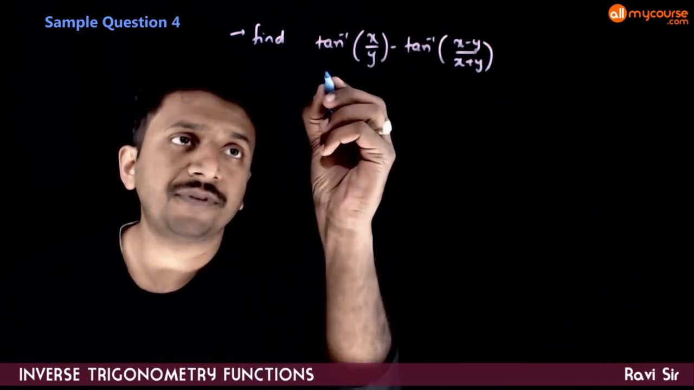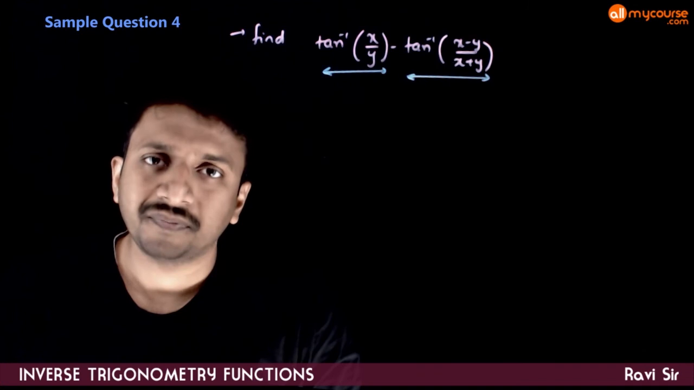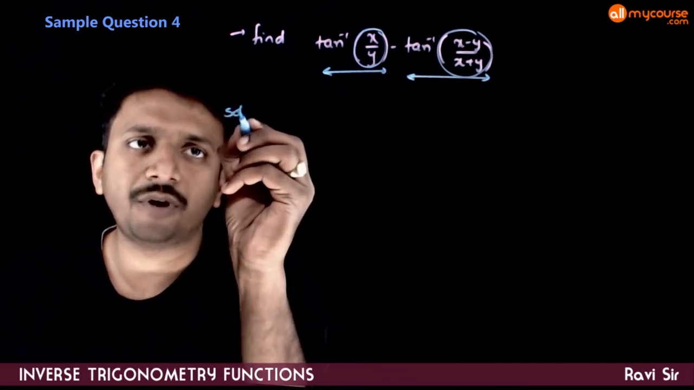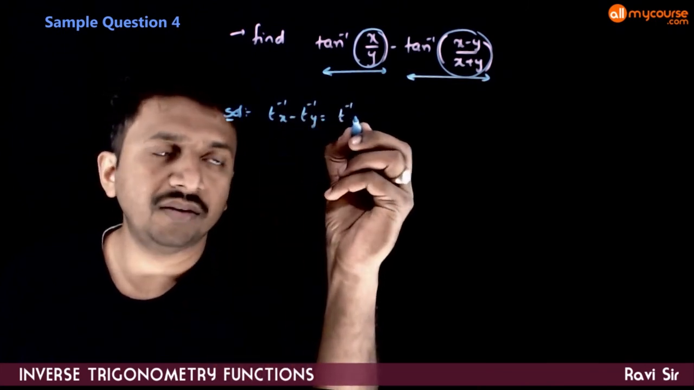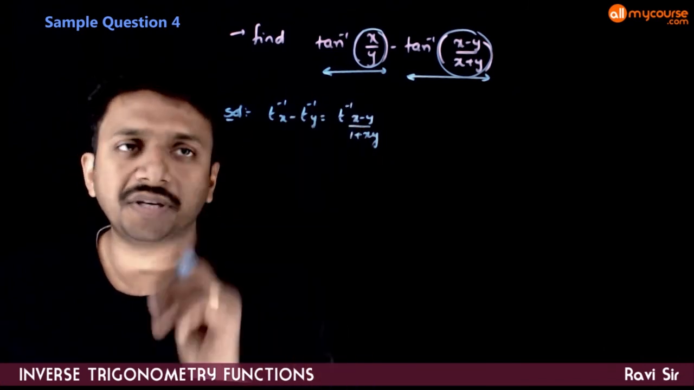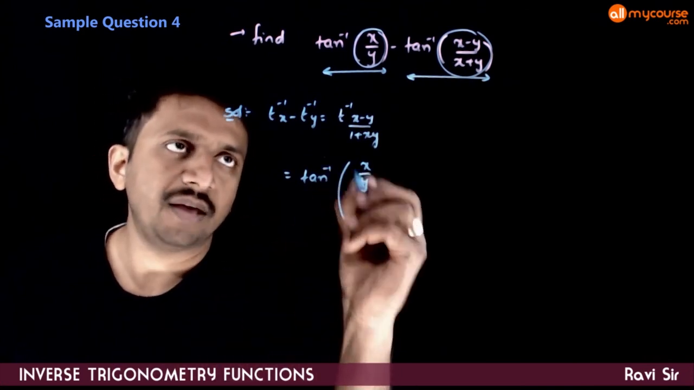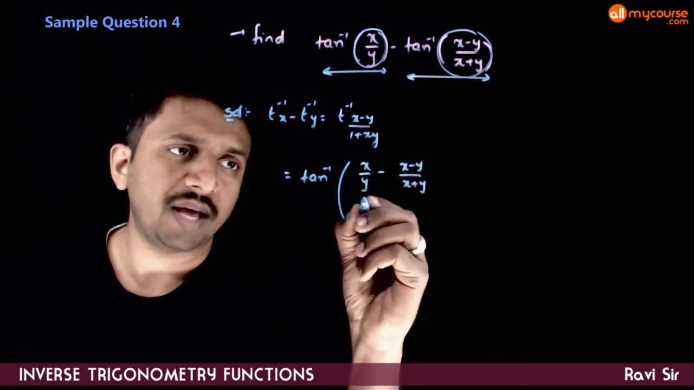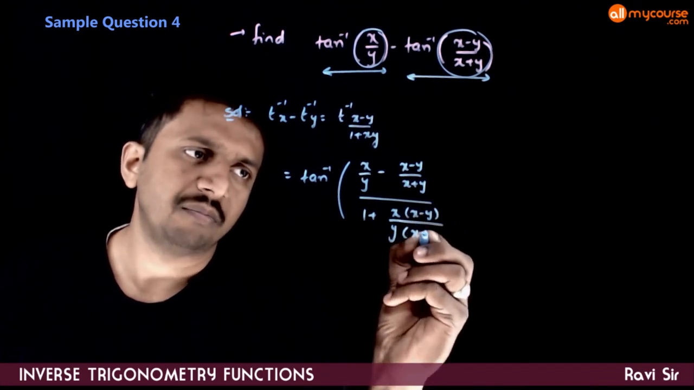In this question, we are asked to find tan inverse of x by y minus tan inverse of x minus y by x plus y. These are of the form tan inverse of something minus tan inverse of something. So I will directly use the formula: tan inverse x minus tan inverse y is equal to tan inverse of x minus y by 1 plus xy. This is the formula. So let us use it here. So this will be equal to tan inverse of x by y minus of x minus y by x plus y, divided by 1 plus x by y into x minus y by x plus y.